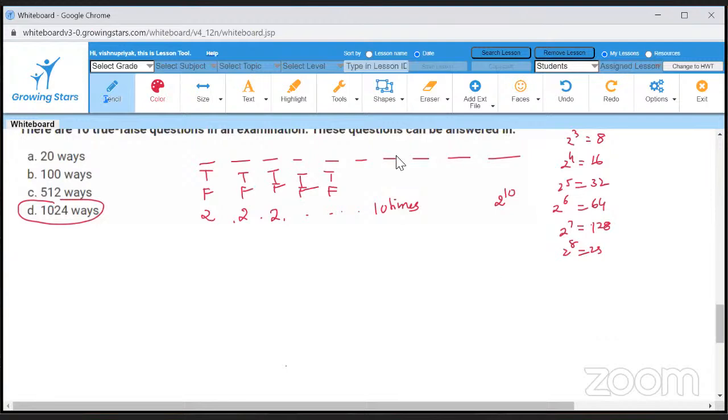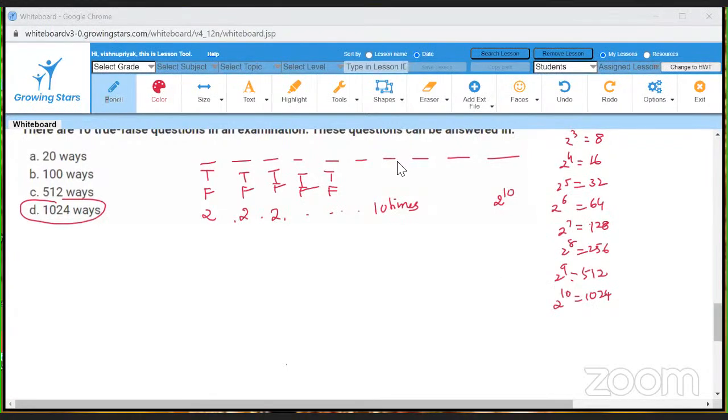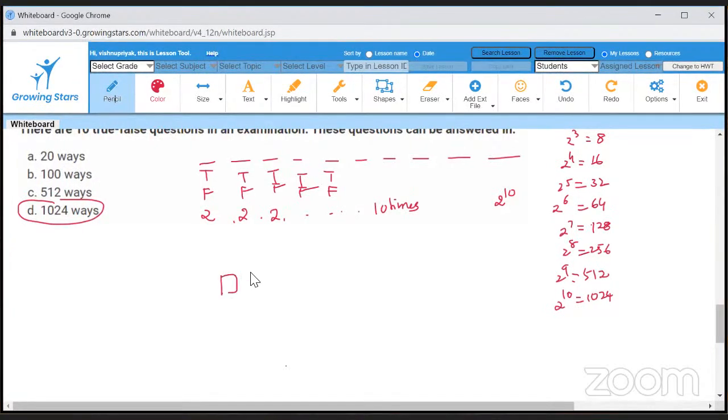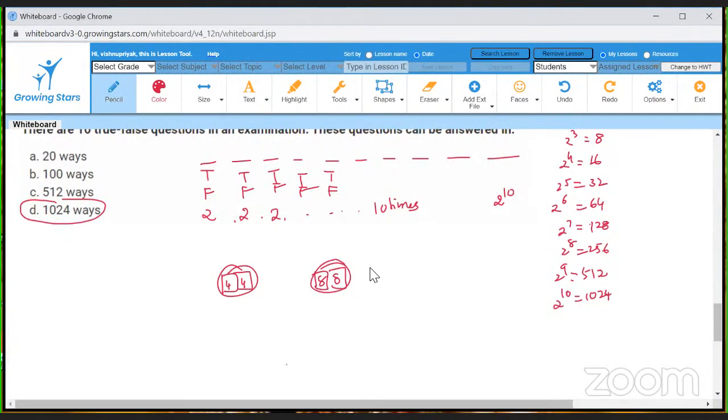1024 is a magical number actually. In cell phones and all, in the Play Store you can see, there will be one game. In that game, if 4s are there, 2 4s come together, they become 8. They sum up and an 8 box will come. 8 and 8, if they come together, they sum up and they become 16. Like that, there is one game. You can play that game and see. It will be very interesting.